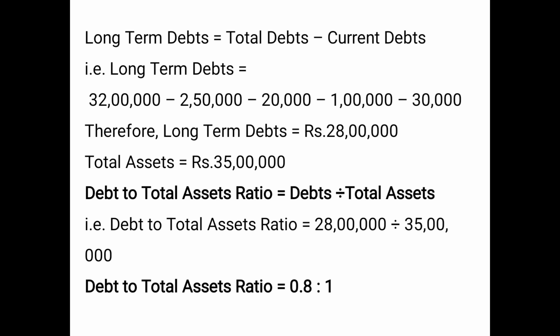Total asset is already given in the question, 35 lakhs. Now you have both the value of long term debts as well as the total assets value. You'll put the values in the formula, that is debt to total asset ratio is equal to debt divided by total asset. So that means 28 lakh divided by 35 lakh. So your debt to total asset ratio will come to 0.8 is to 1. So this is the question based on debt to total asset ratio.